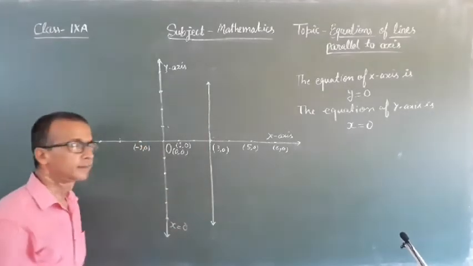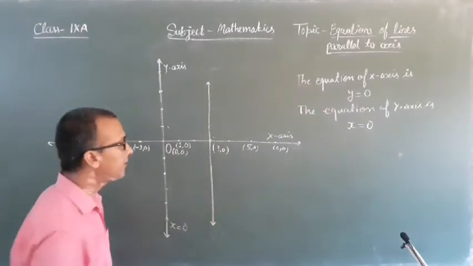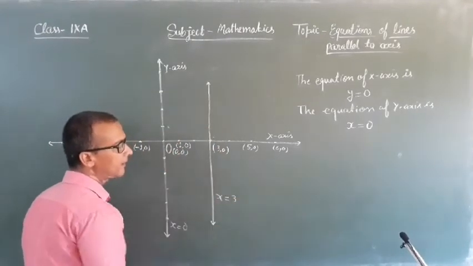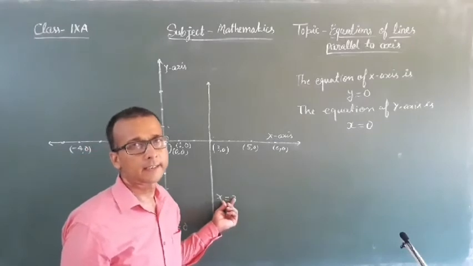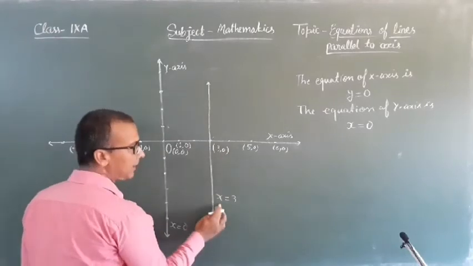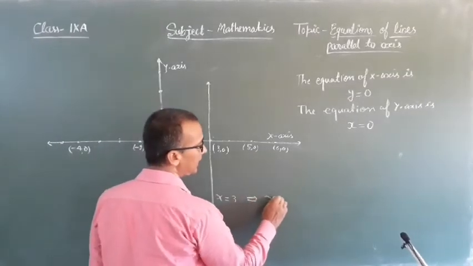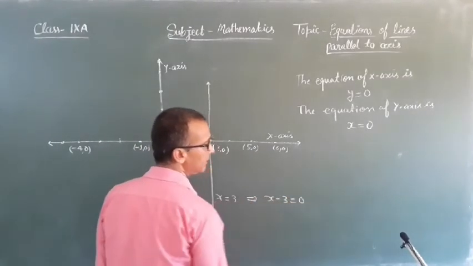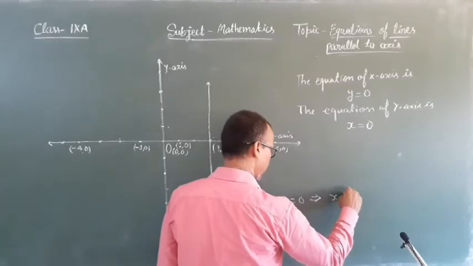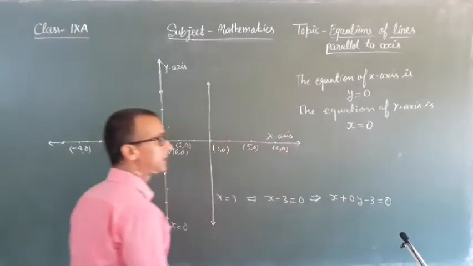What is common in this line? The value of x for each and every point will be equal to 3. So the equation of this line will be x is equal to 3, or in other words you can write x minus 3 is equal to 0. It may be written as x plus 0 into y minus 3 is equal to 0.